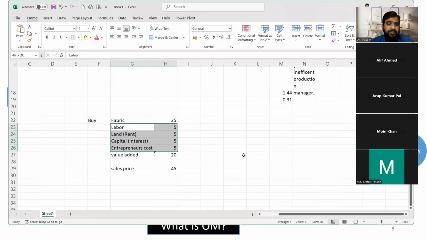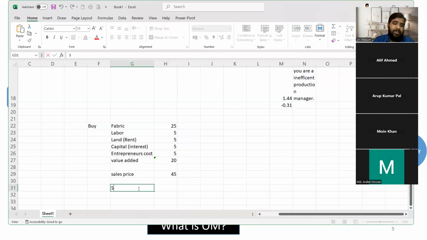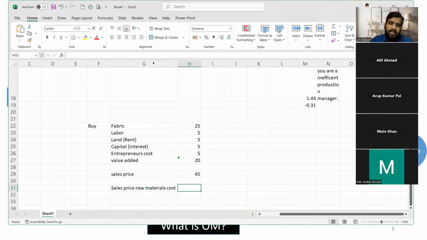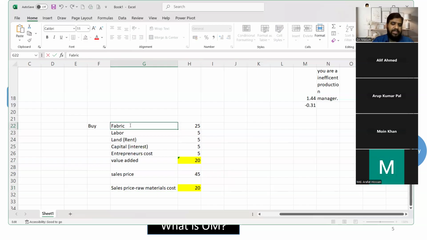Sometimes we say that value added means sales price minus raw materials cost. Then what is the sales price here and what is the raw materials cost? Sales price is 45 minus raw materials cost 25 is value added. Is it the same here? This value added and this value added? Yes, sir. So you can alternatively calculate sales price minus the raw materials cost. These raw materials are not produced by yourself. These are outside raw materials.